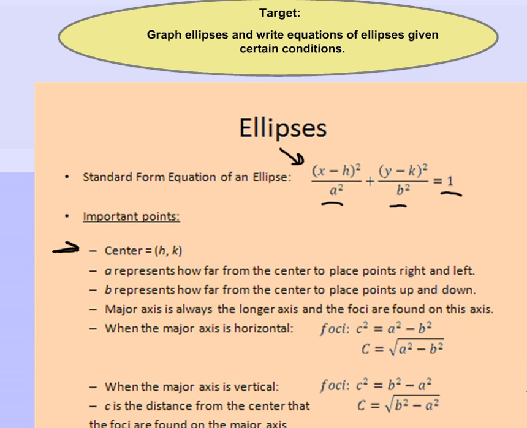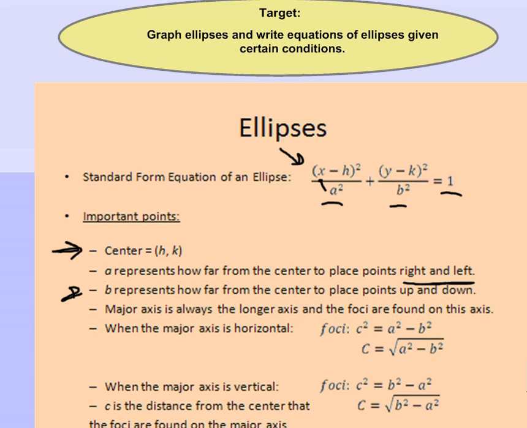Important points. The center is your h and k. Now, addition is commutative, so it doesn't matter if you start with the x minus h squared or the y minus k squared. No, it doesn't. But you'll always see us start in this way. The a value, not a squared, the a value represents how far from the center to place points to the right and to the left. How I always remember that is that a is found under the x. The x is your right and left coordinate, so it tells you how far right and left.